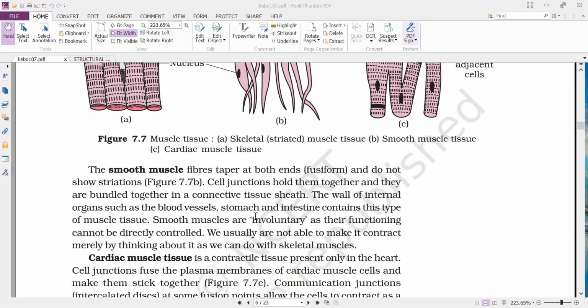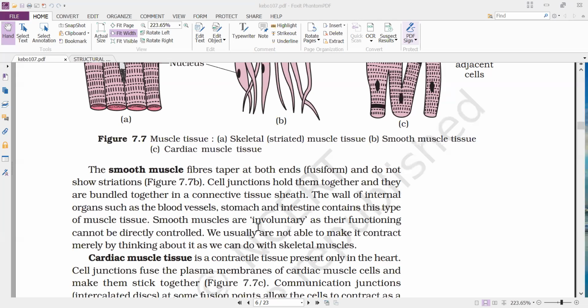You can see here where these muscles are present: the walls of internal organs such as blood vessels. The blood vessels will undergo contraction and relaxation depending upon the flow of blood, but we don't know. Stomach, intestine, as I already told you, the alimentary canal. These organs possess this type of muscle tissue.